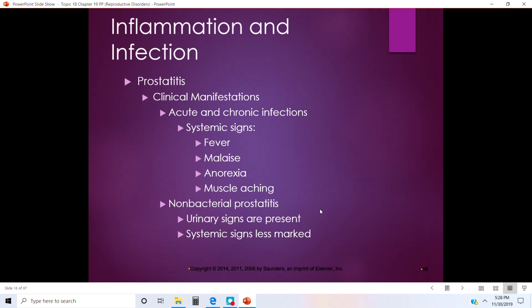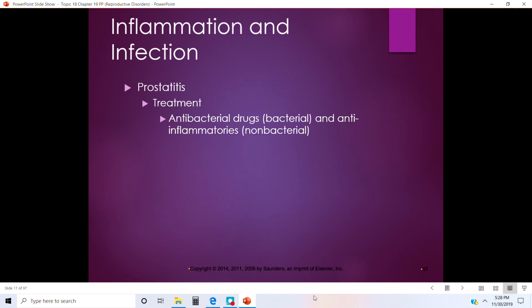If somebody does have a non-bacterial prostatitis, they'll have all those urinary symptoms that we just talked about, signs and symptoms. However, the systemic signs are less marked, right? These things we typically see more with infections. So again, if it's a bacterial infection, right, they're going to do antibacterial drugs. You know, culture the beast, find out what it is, and then give a specific antibiotic for that. And then if it's non-bacterial, they'll give anti-inflammatory medications.